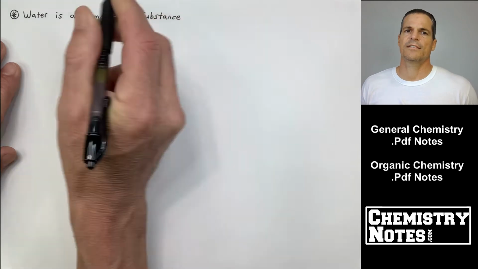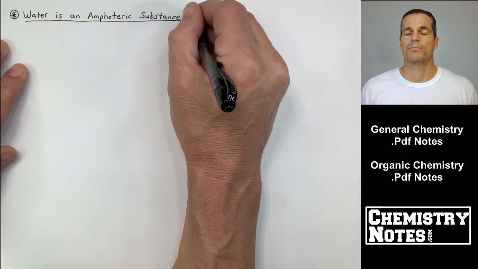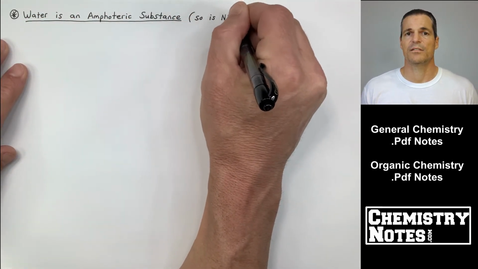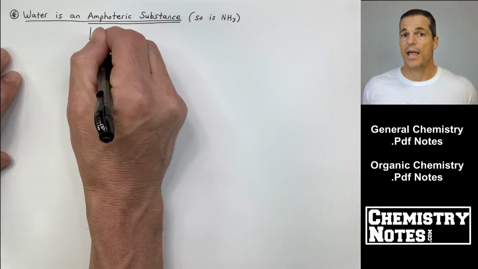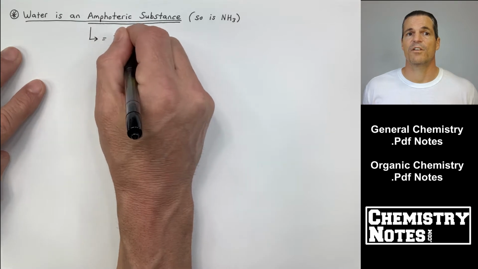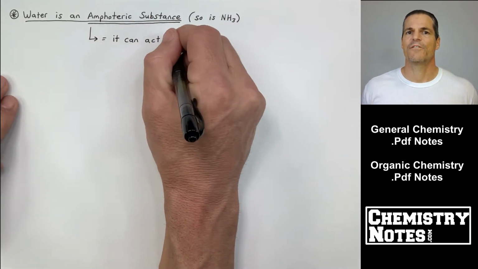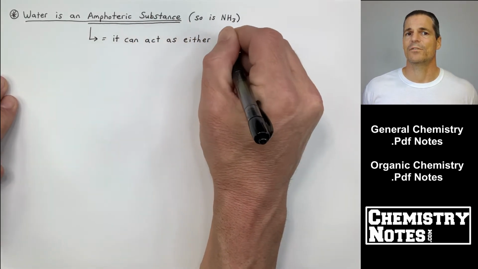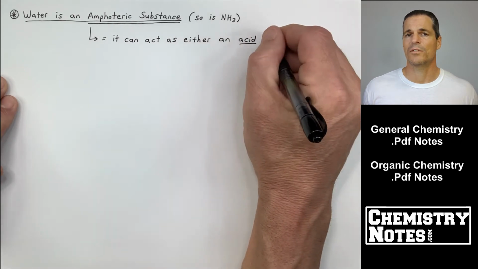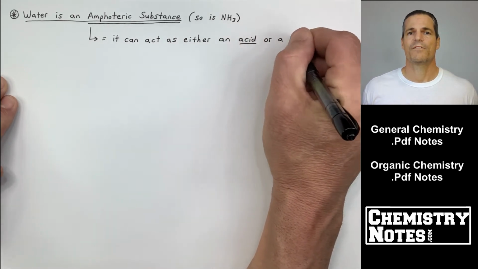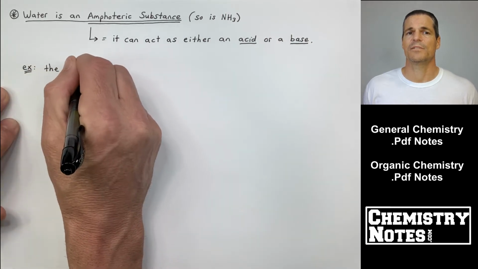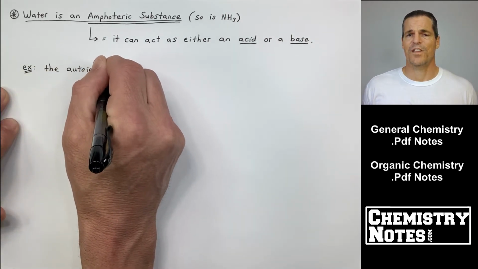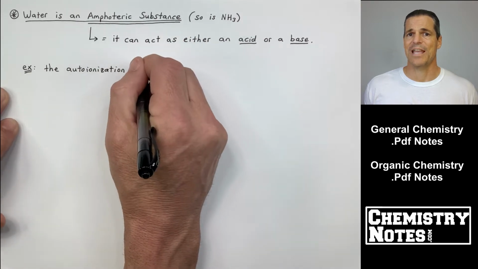So we've introduced acids and bases, and we were talking about Bronsted-Lowry acids and bases in particular, conjugate acid-base pairs, acid strength at the end of the last video. And then I introduced the fact that water is an amphoteric substance, and then so is NH3. I want to specifically focus on water as an amphoteric substance. Amphoteric, by the way, is just a fancy word that means it can act as either an acid or a base.